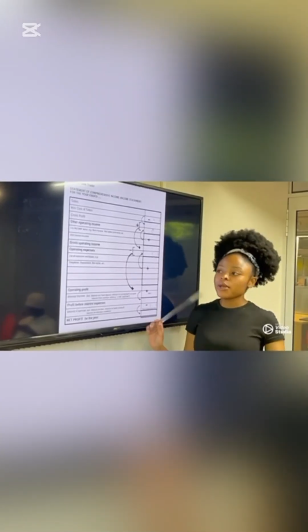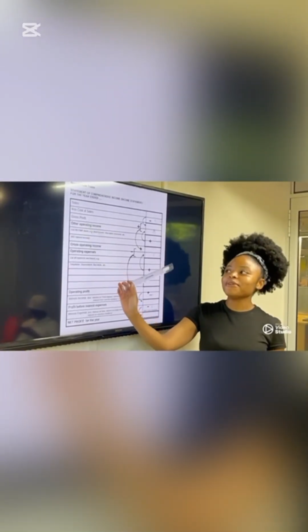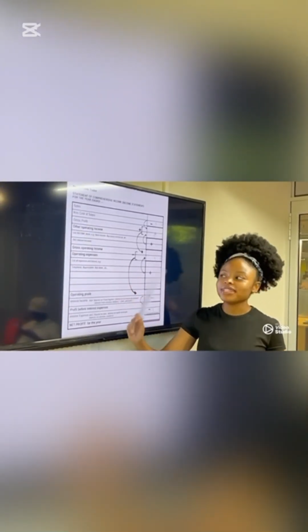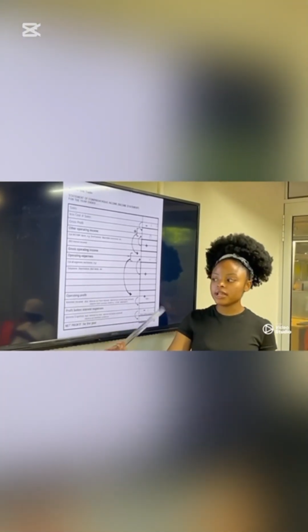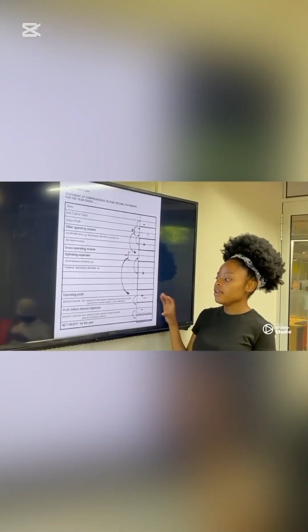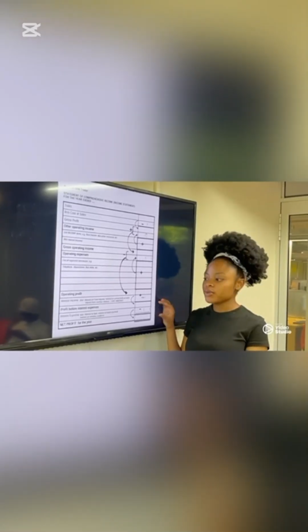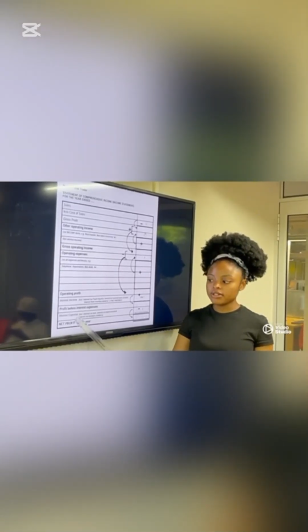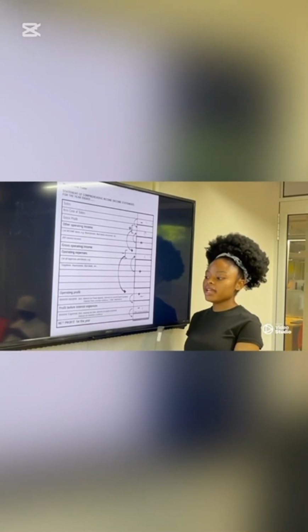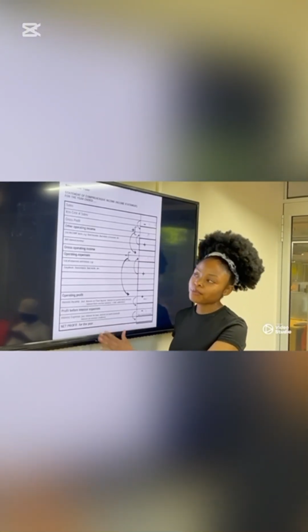So in an income statement, you have about 4 components. You have the gross profit component, the other operating income component, the operating expenses component, and the operating profit component. And at the very end, we have our interest income and interest expense, and then we get our net profit for the year.